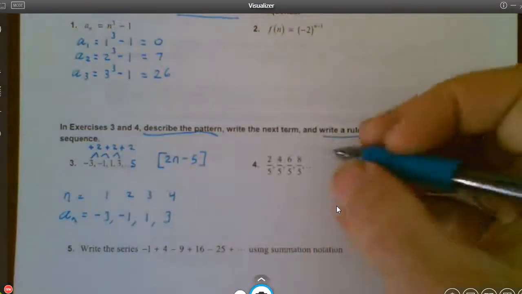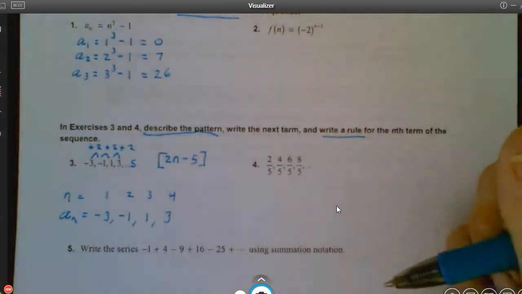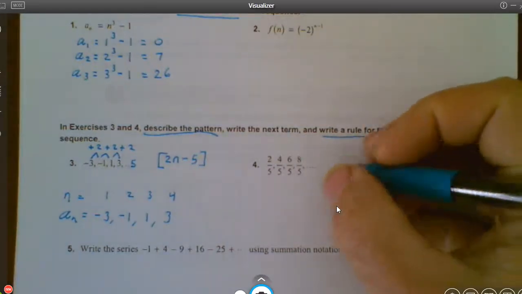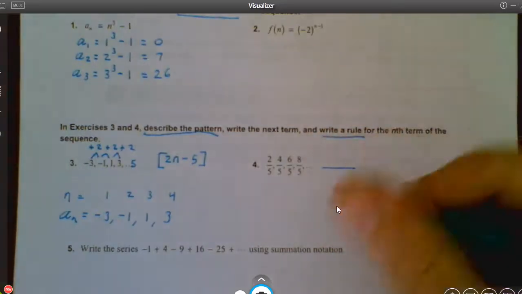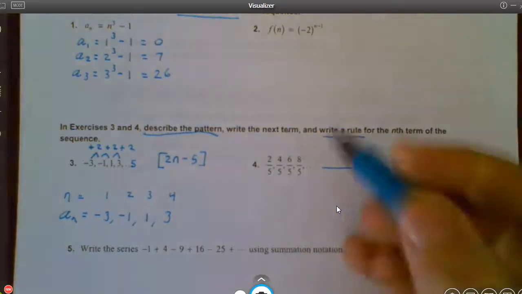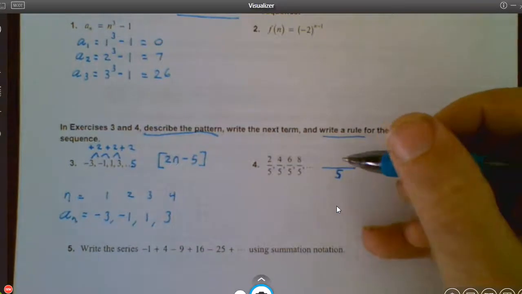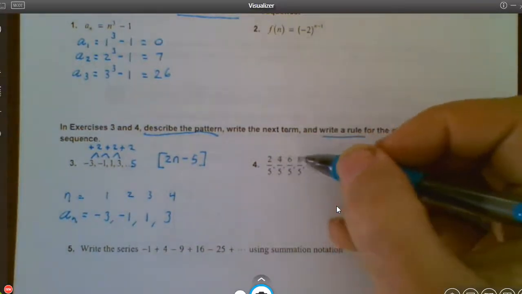Let me show you one more. On this one, again, I am adding 2. So my description is the same. My denominator is not changing. So that actually makes part of this rule kind of easy. I can see in my rule that the denominator is always 5. So there's the bottom part of my rule. All I have to figure out is what's the top of my rule? What's the numerator? How did I go from 2 to 4 to 6 to 8?